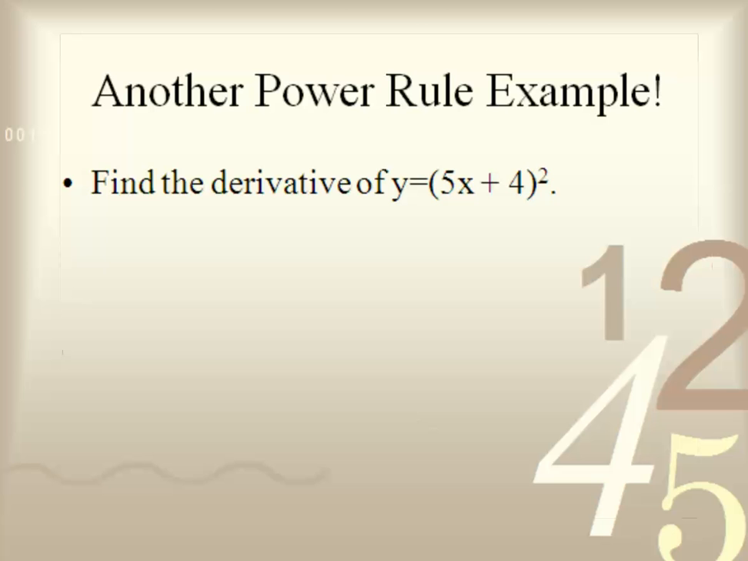Another power rule example could be used if we're asked to find the derivative of y equals, in parentheses, 5x plus 4 quantity squared. Now a lot of people are tempted just to multiply that 2 down in front, but we can't do that. This is in fact a special type of rule that we'll deal with later. Right now, the only way that we can do this is first expand it.